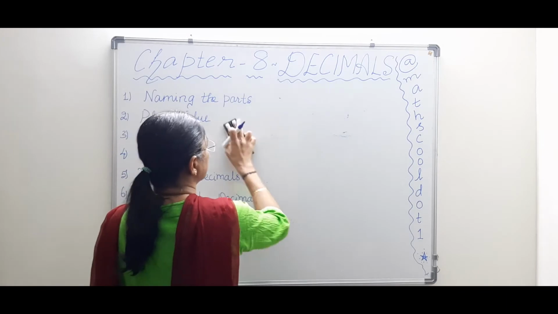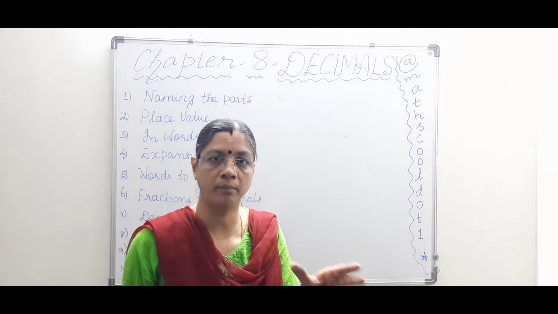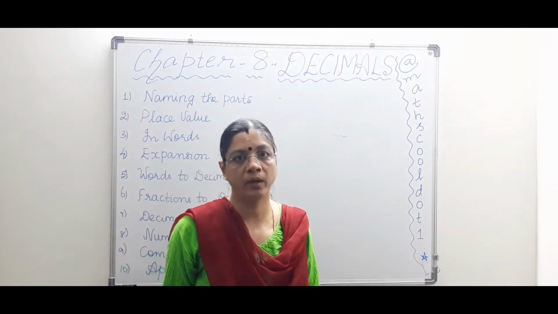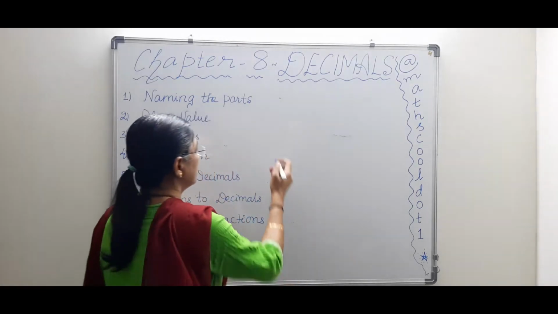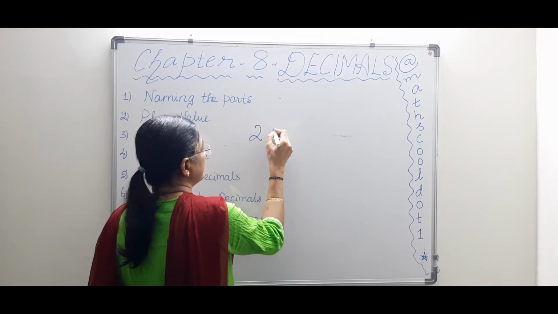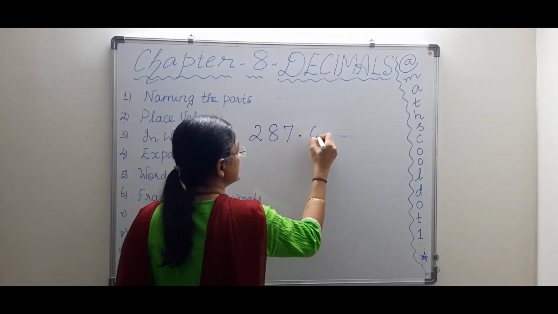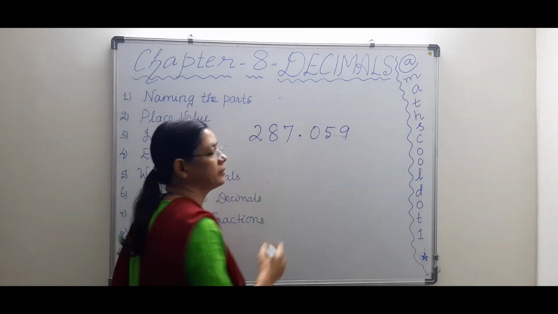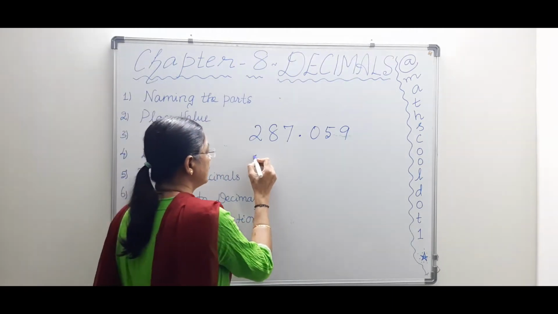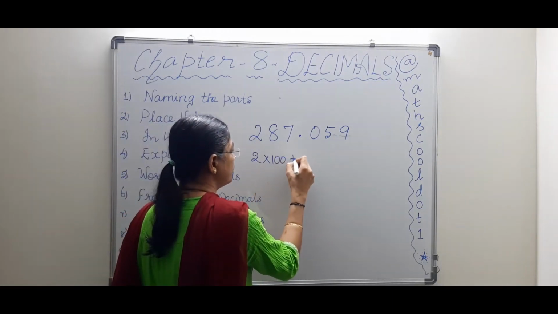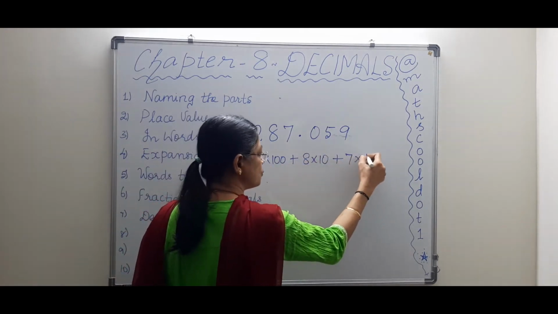Now next thing is, we are going to expand the decimal number. Just as we do for the whole numbers, we expand in the similar way we expand decimal numbers, but let's see how do we expand the decimal part. Okay, so take 287.059. So how do I expand this number? I know to expand the whole number part, as we do in the lower classes, we expand 2 into 100, 8 into 10, plus 7 into 1.